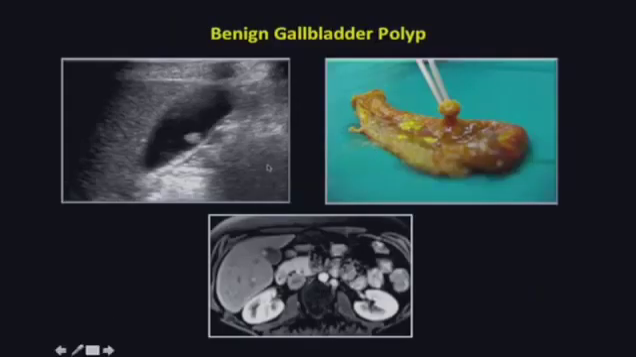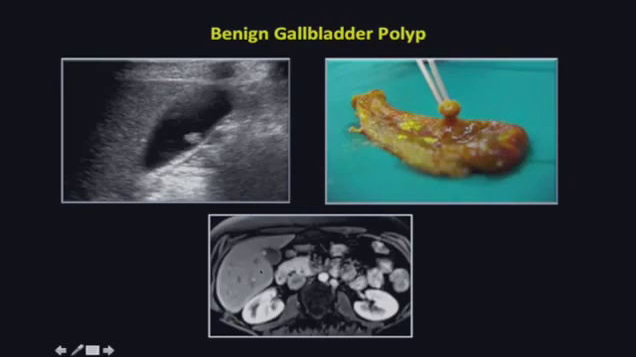In contrast to this, here is a benign polyp. Here we see a small polyp. It doesn't have the sessile broad base appearance. Note the intact gallbladder wall, smooth, intact. Here's a gross specimen on the stalk. MR imaging shows smooth associated wall.